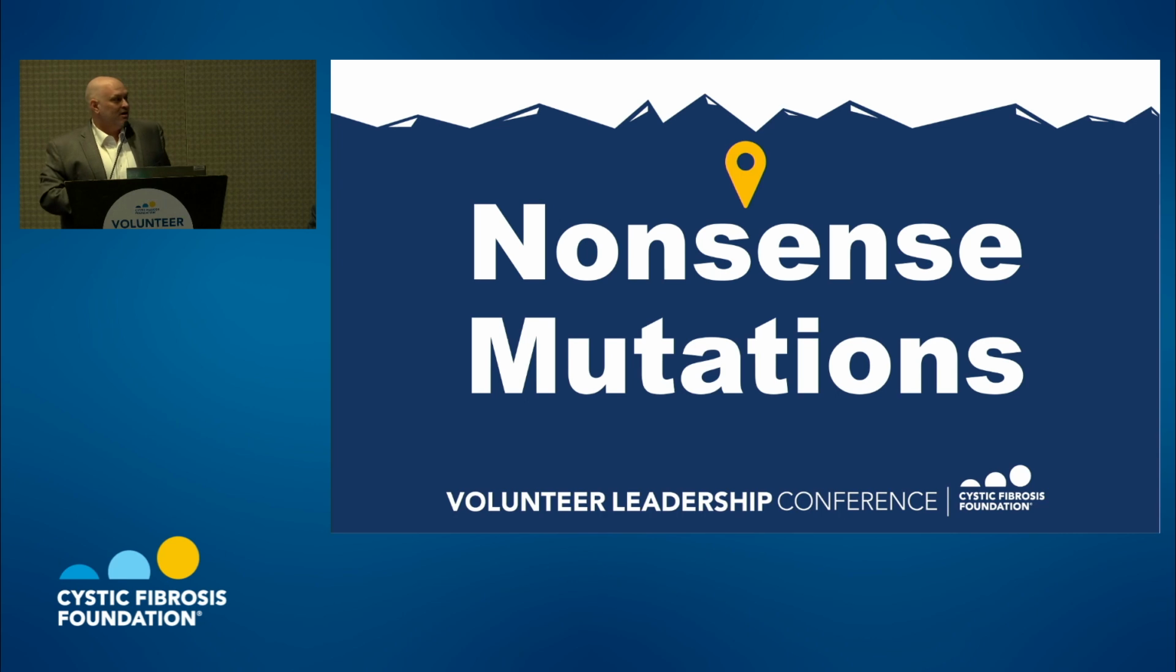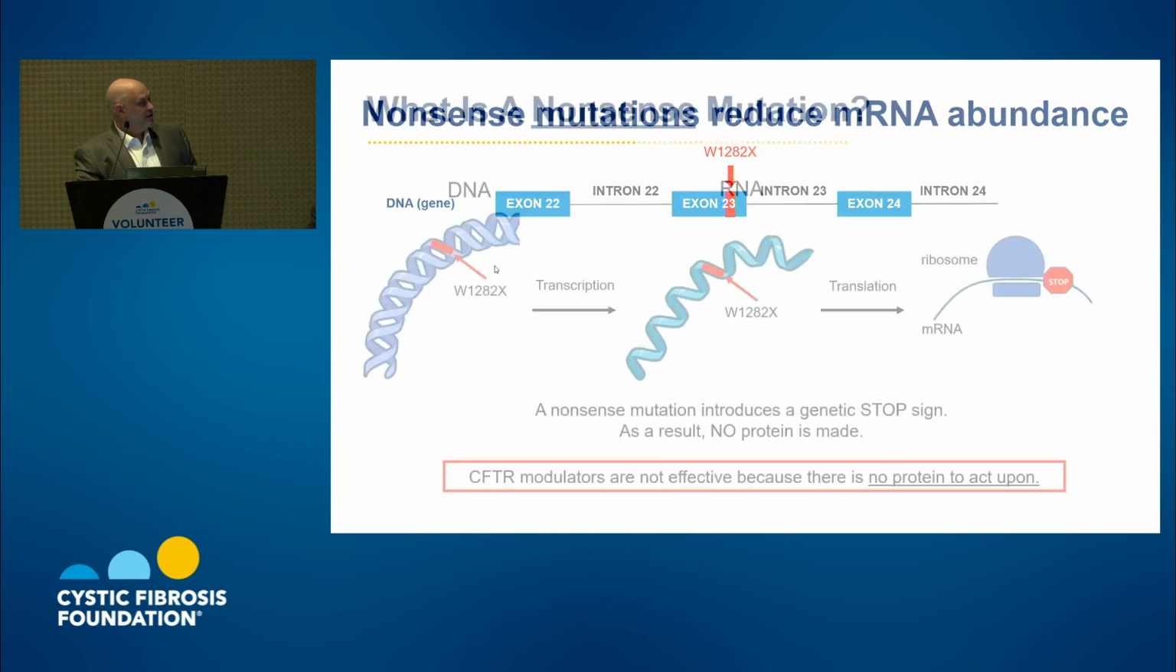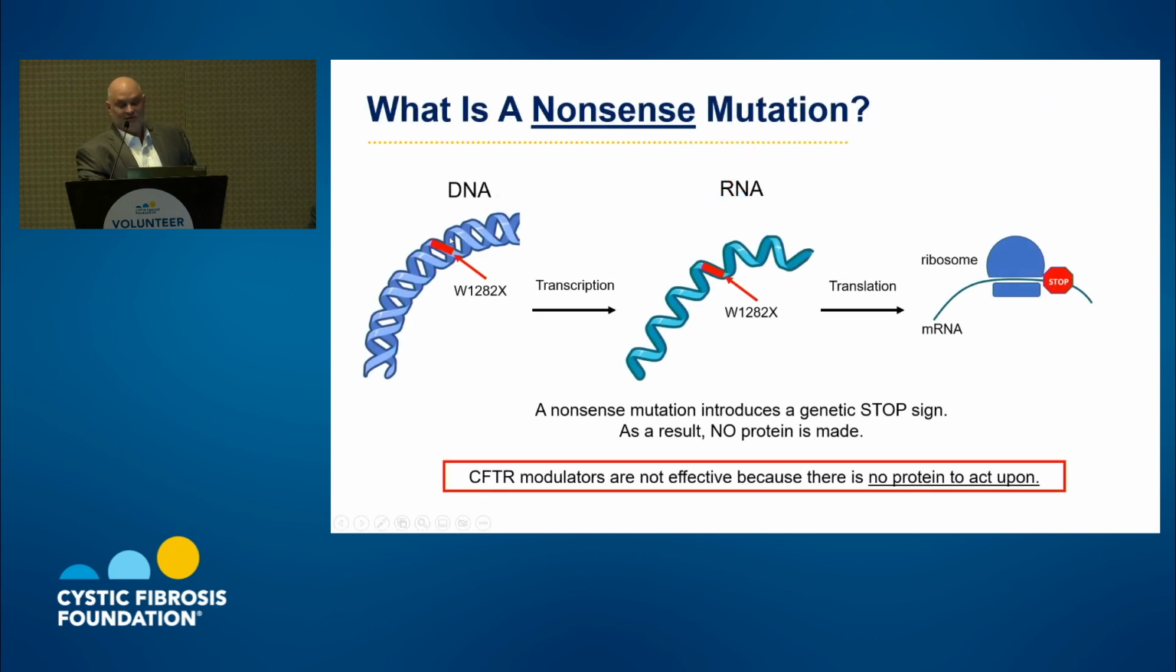So let's talk just very briefly about a couple of the different kinds of mutations that are not modulator responsive and how we're going about addressing those. And of course, nonsense mutations we've heard a lot about. Nonsense mutations occur when we have a lesion in the DNA or a variation in the DNA. Moving the mouse and advancing the slides, it's the same thing. But where we have a lesion in the DNA which introduces a premature stop, so we don't make the entire protein. This occurs in the DNA.